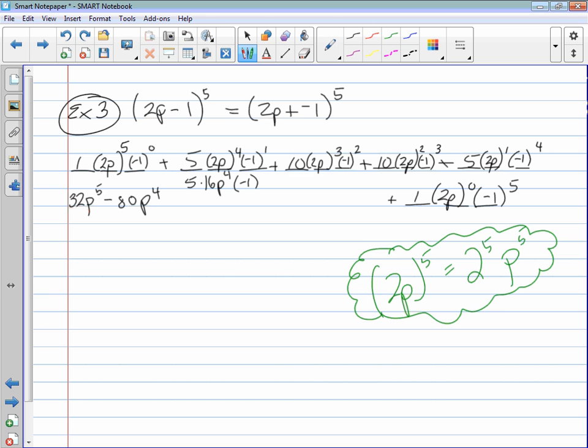Now we've got less than 20 seconds, so you gotta hustle. Okay, 2 to the 3rd, that's going to give me 8. Negative 1 squared is actually going to end up being positive 1. So this turns into a positive 1 times 10. Tell me you can do 10 times 8 times 1. That's 80. 80p cubed. So now I'm good.